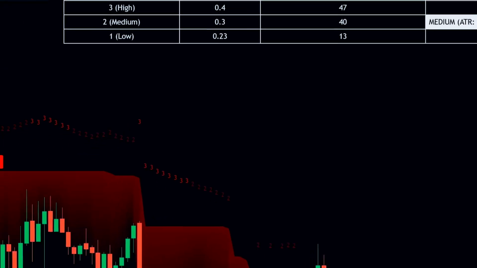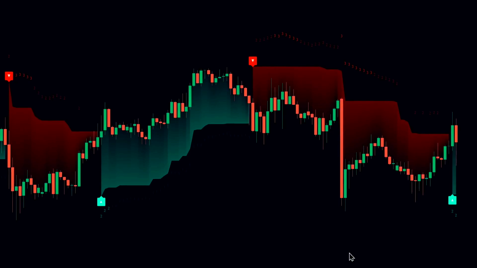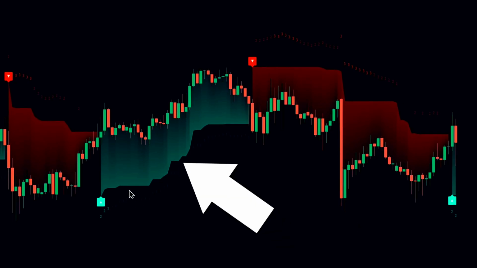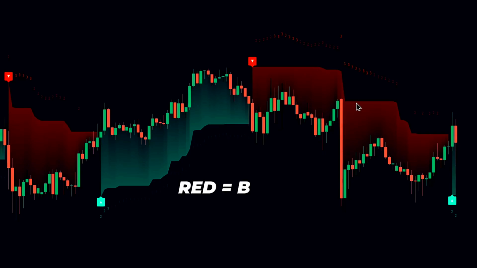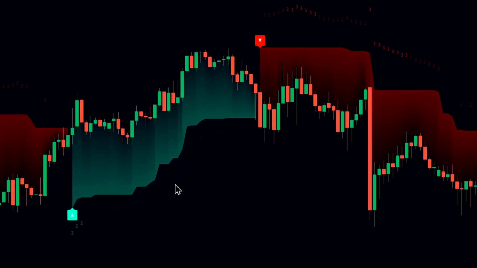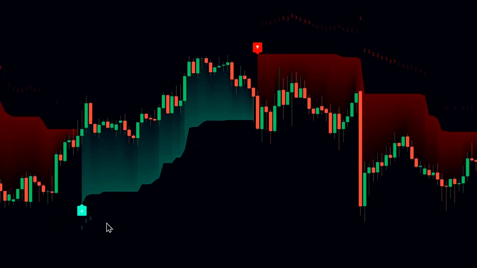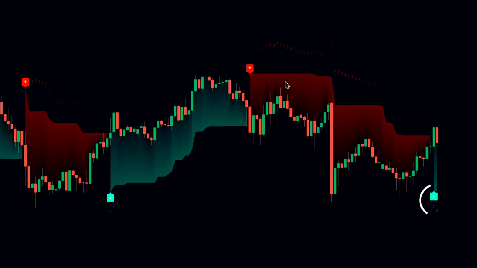The rest of the indicator's features are pretty intuitive. You'll see a trending cloud that shifts between green for bullish trends and red for bearish ones. During trend transitions, the indicator shows green and red labels: green when switching to bullish and red for bearish. These labels can double as buy and sell signals, which we'll explore shortly. Now, let's check out the settings.